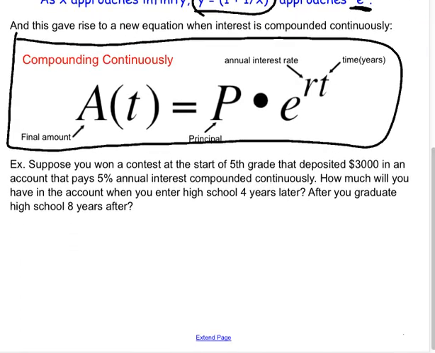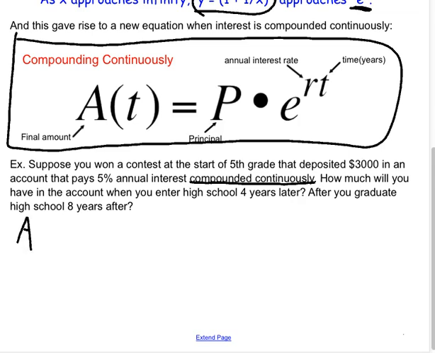Suppose you won a contest at the start of the fifth grade that deposited $3,000 into an account that pays 5% annual interest compounded continuously. How much will you have when you enter high school 4 years later, or in 8 years when you graduate high school? For this you need the PERT equation, because you're compounding continuously. That is what indicates you need the PERT formula.